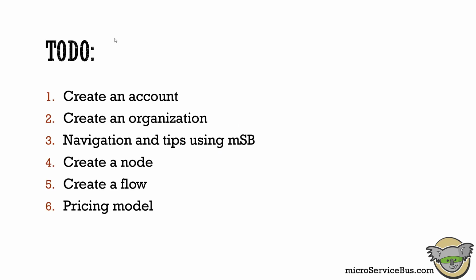So we're going to start out with creating an account. And after you create an account, you get to create an organization, or you can join an organization if someone invites you. We're going to look at navigation on the site and some tips on how to work more efficiently. We're going to create a node. A node is an agent that is running on your device. And we're going to create a flow, which is actually the whole scenario that we looked at before, reading that temperature sensor and submitting that data up to the cloud. We're also going to take a brief look into the pricing model and see some details there as well. Let's go. Let's see what we can do for the demo.